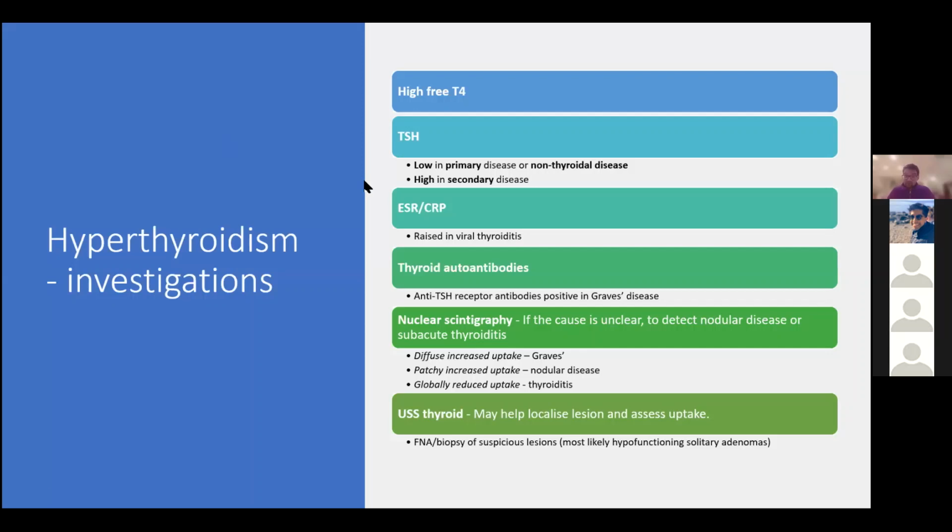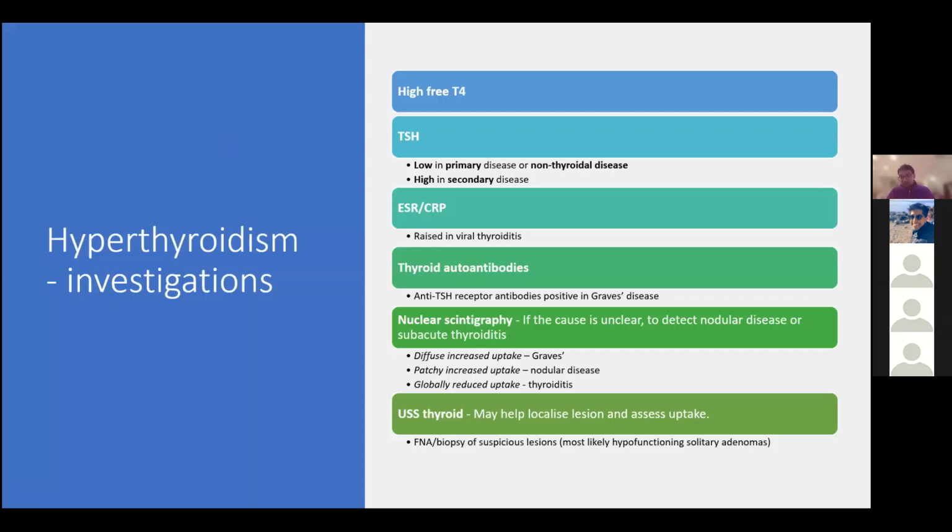If you're still unclear about what the cause of the disease is, you can get nuclear scintigraphy and look at the uptake of an iodine-rich marker into the thyroid gland. In Graves' disease, there's uniform uptake. In nodular disease, you often see that it's only the nodules which are hot. And if it's thyroiditis, you'll see reduced uptake globally because the thyroid gland isn't working.